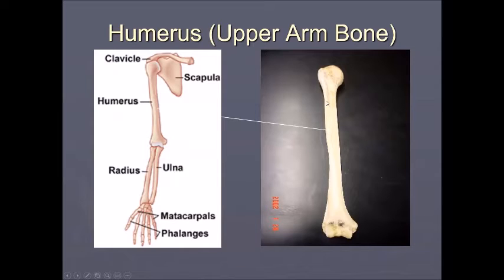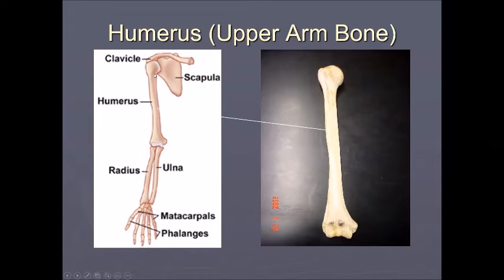All right, next you have the humerus. This is the bone that you find in the upper arm. Okay, so this picture actually shows a number of different bones together. You see the clavicle here, also called the collarbone. You can see the scapula, which is the back part of the shoulder, or the bone that's found at the back part of the shoulder.